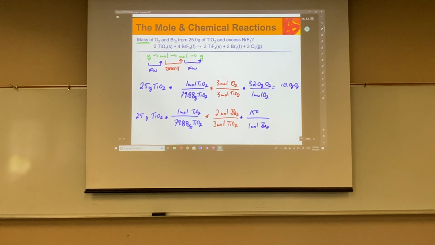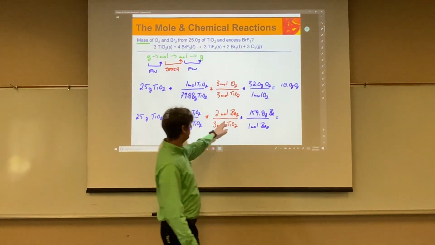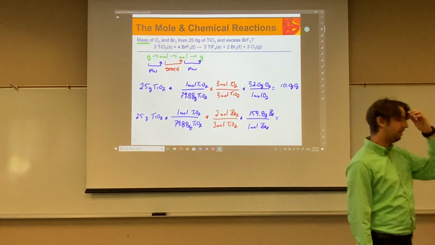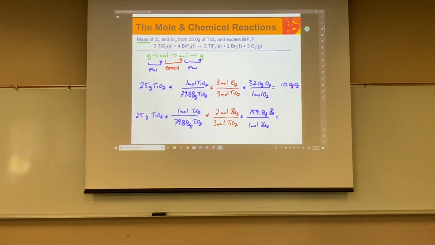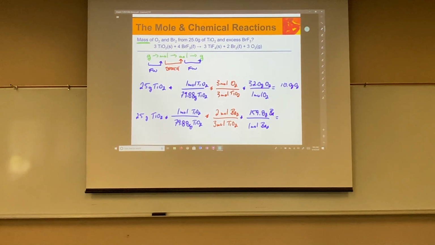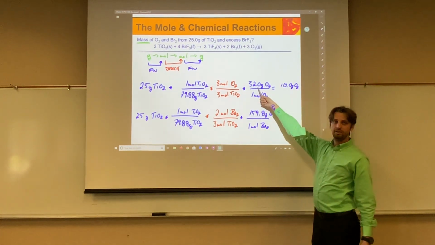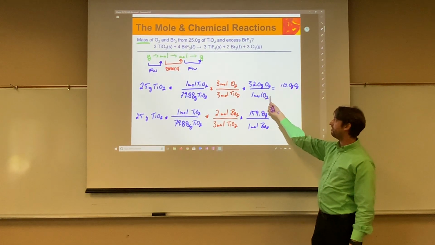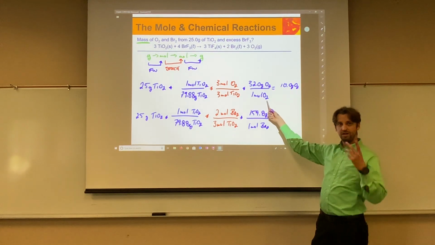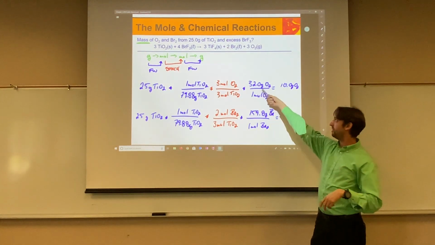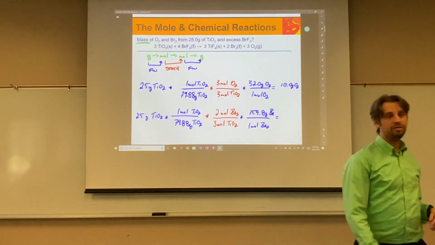About 159. Cool. Grams into moles, moles into moles, moles back into grams, right? So the top one that you just did. How did you get the 32 grams? Yeah, this is the formula weight for oxygen here. Each oxygen is 16, there's 2 of them, 32, right? Oh, okay.